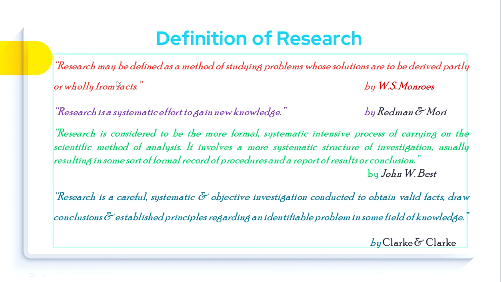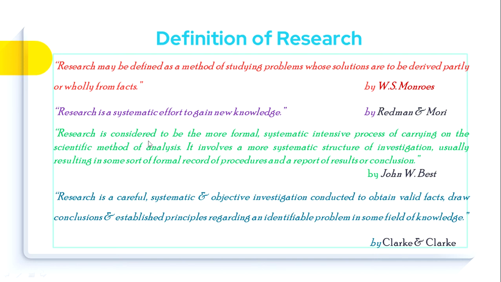So these are some of the definitions of research. The first one is: research may be defined as a method of studying problems whose solutions are to be derived partly or wholly from facts. It talks about research being a problem-solving mechanism. It was given by W.S. Monroe. Research is a systematic effort to gain new knowledge. It talks about gaining new knowledge from a systematic effort. It was given by Redman and Murray.